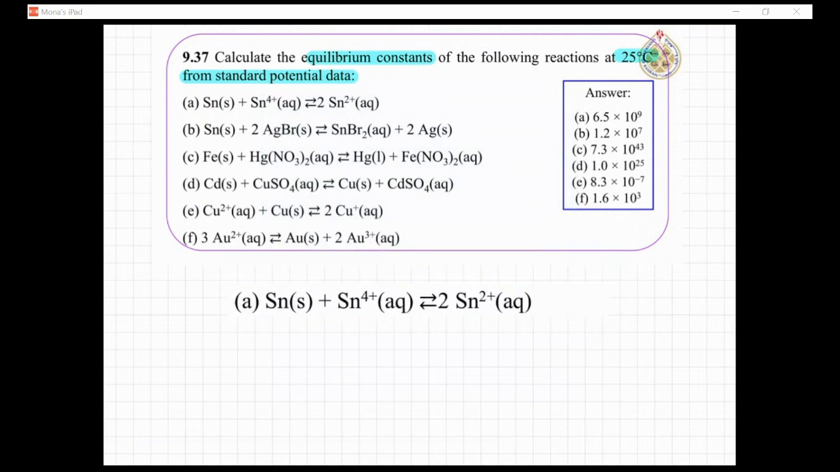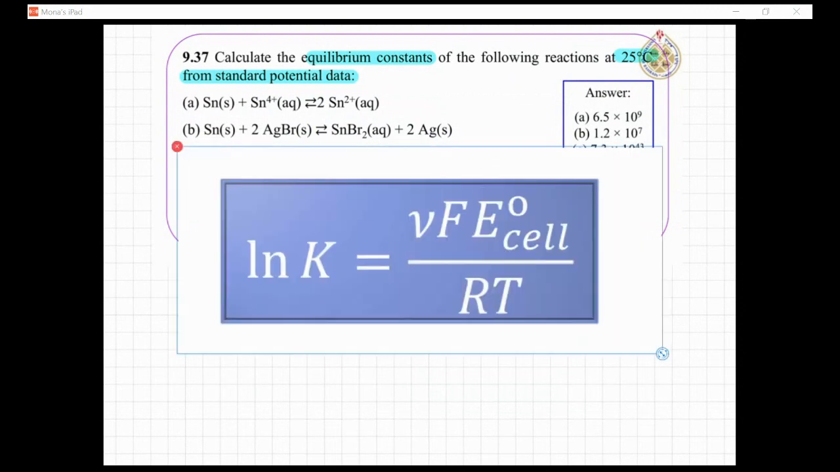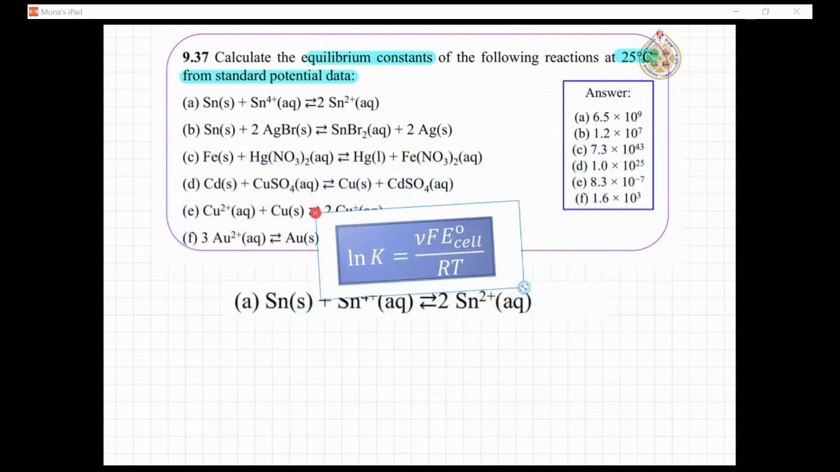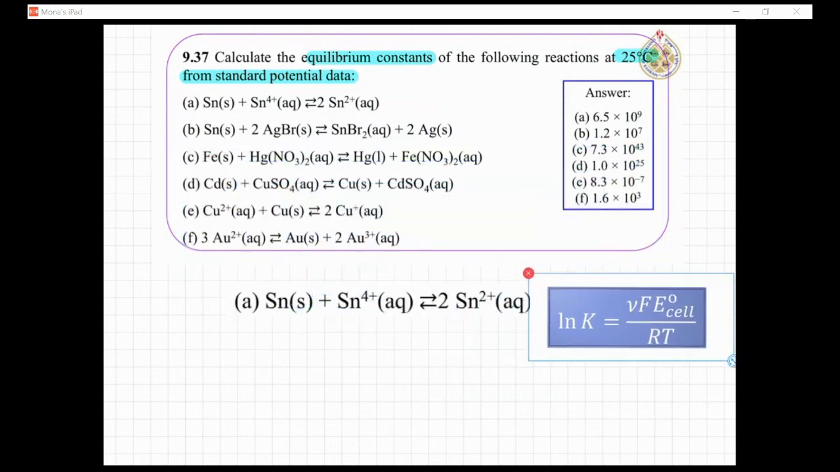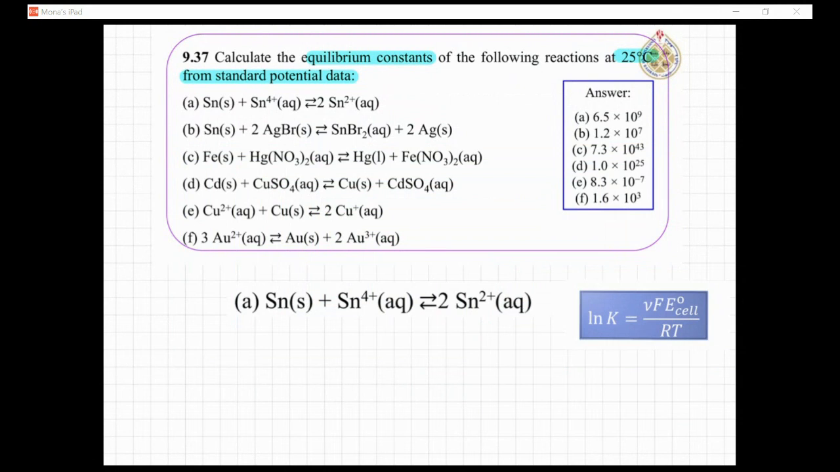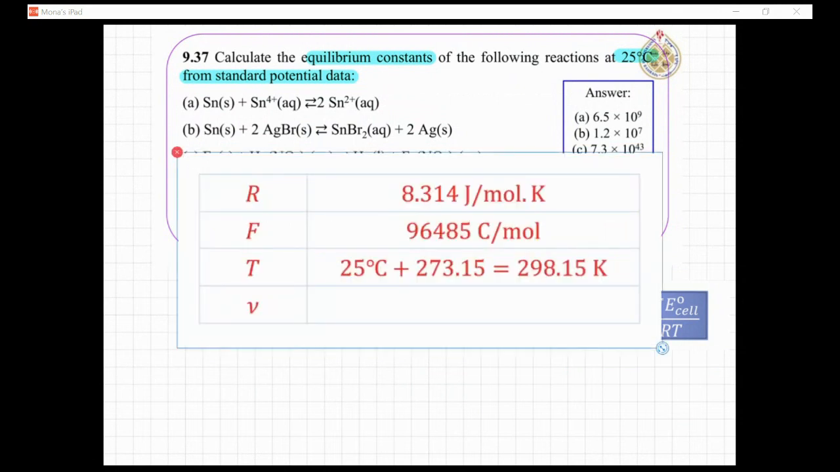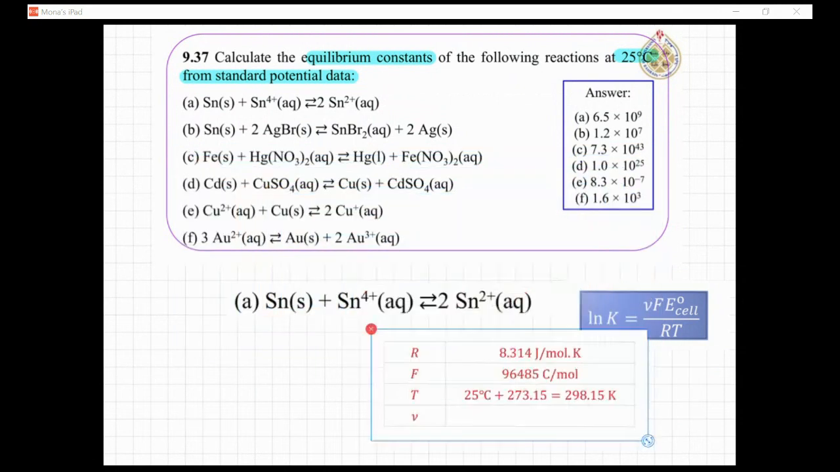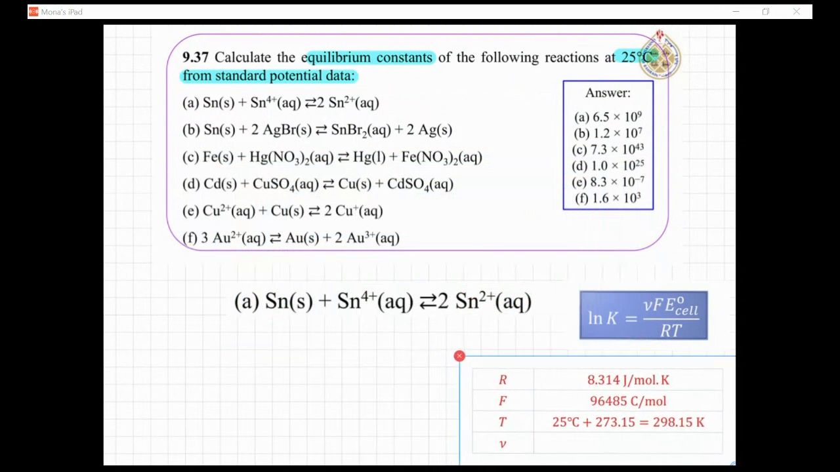So what is the equation? The equation for the equilibrium constant is ln K equal to nu F E cell over RT. Just to remind you, I have mentioned these values previously, so these are the values that we have used before.